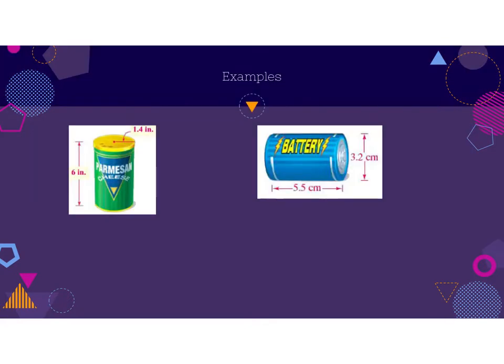So let's start with our Parmesan cheese container. We always start by writing our formula. Surface area equals 2 pi r squared plus 2 pi rh. We just substitute what we know. 2 pi, the radius is 1.4, so we'll square that, plus 2 pi, the radius again is 1.4, times the height of the cylinder, which is 6.